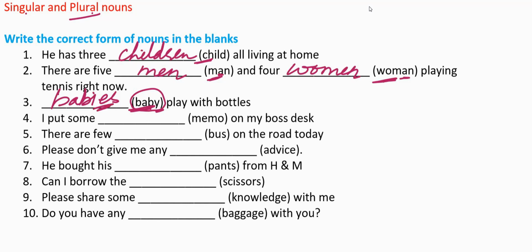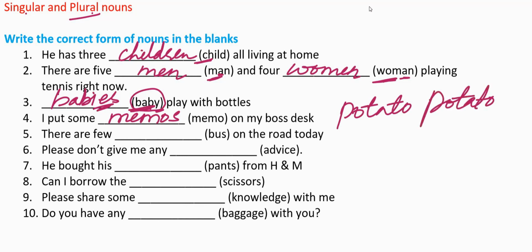I put some dash on my boss's desk. So memo, plural, is memos. This is an exception. We learned that for nouns ending with O, like potato, the plural will be potatoes. TOES will be added. But this is an exception. This rule is not applicable here. We simply add S. We don't add E here.